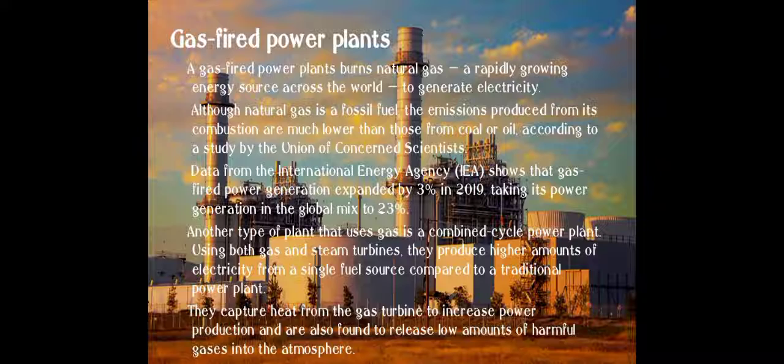Data from the International Energy Agency shows that gas-fired power generation expanded by 3% in 2019, taking its power generation in the global mix to 23%. Another type of plant that uses gas is a combined cycle power plant. Using both gas and steam turbines, they produce higher amounts of electricity from a single fuel source compared to a traditional power plant. They capture heat from the gas turbine to increase power production and are also found to release low amounts of harmful gases into the atmosphere.